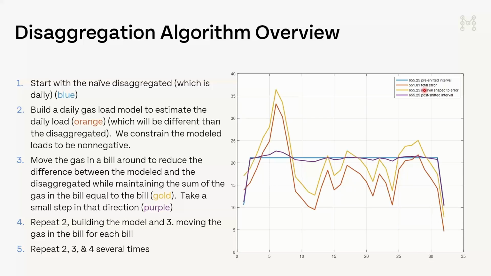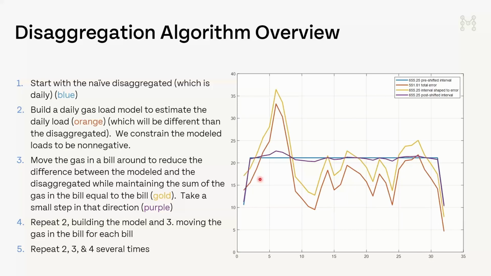But then we move the gas around in that bill, but we take a fairly small step. This algorithm is what's called a greedy algorithm. It always thinks that all the errors are due to itself. Each bill thinks I'm the reason for the error. So we take a very small step, which is the purple curve. We then repeat this process on all the bills, and then we run through that process of making the model and adjusting the bills several times. There's a 2-minute overview of the algorithm.